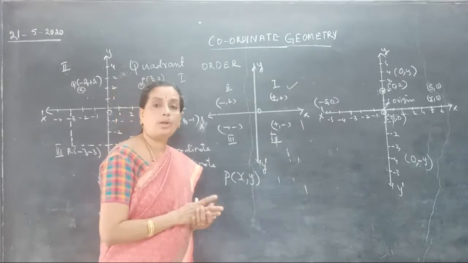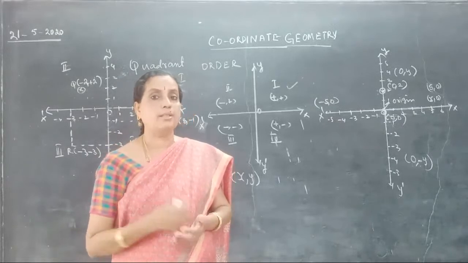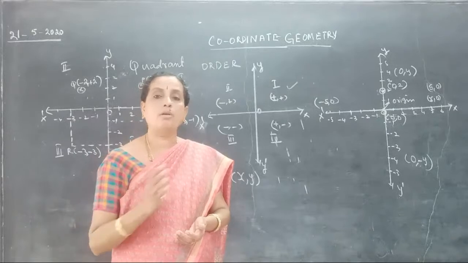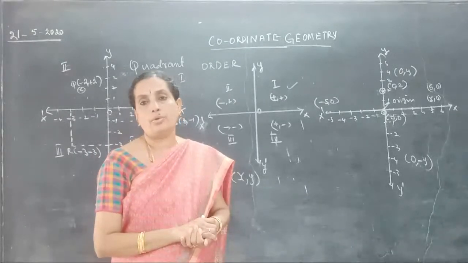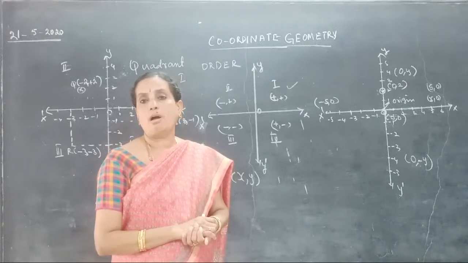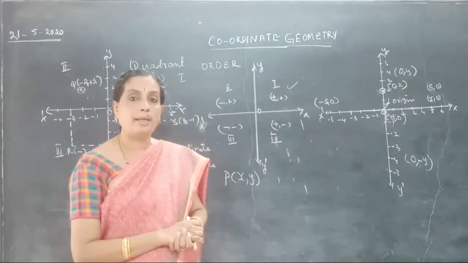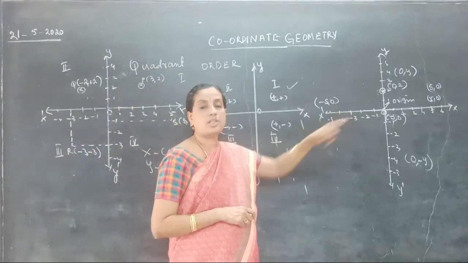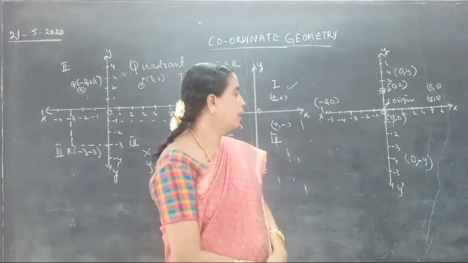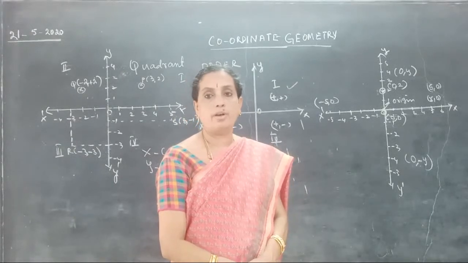A point on the x-axis has the ordered pair (x, 0) or (-x, 0). A point on the y-axis has the ordered pair (0, y) or (0, -y). The ordered pair at the point of intersection of the two axes, we call it the origin. It is (0, 0). I hope it is clear for you all.